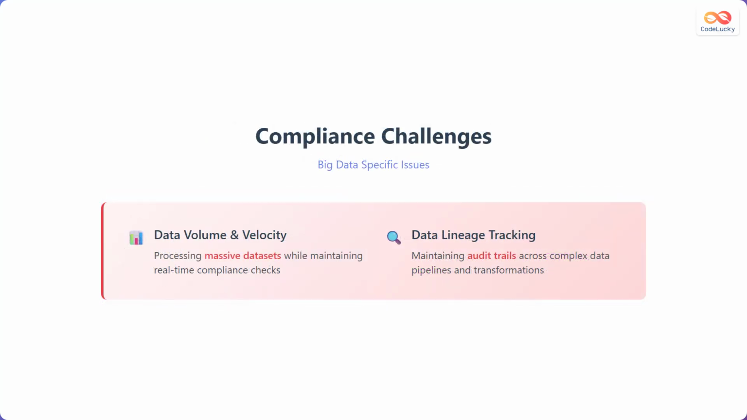Now, let's address some of the specific compliance challenges that arise in big data environments. One significant challenge is data volume and velocity, where organizations must process massive datasets while maintaining real-time compliance checks. Another challenge is data lineage tracking, which involves maintaining accurate audit trails across complex data pipelines and transformations. Overcoming these challenges is crucial for ensuring ongoing compliance and data protection.